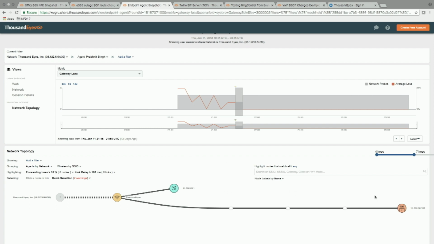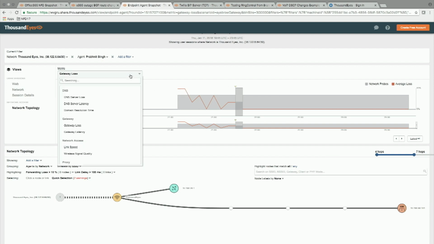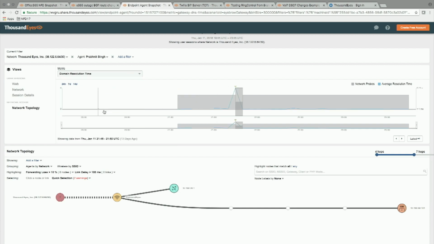In this case, this is our local DNS server that he's accessing. I could go and see, what does that look like for him? What does our domain resolution time look like? We can see, wow, that's pretty terrible, 3 seconds to resolve a domain. No wonder we're having problems here.